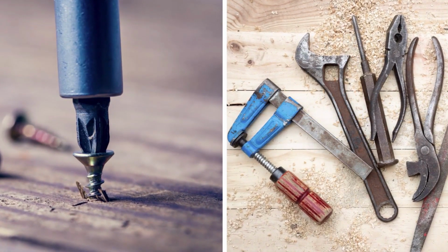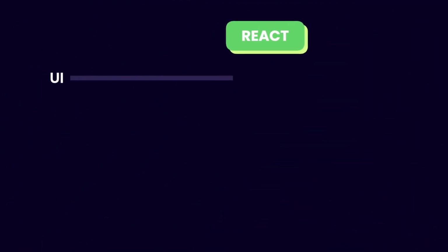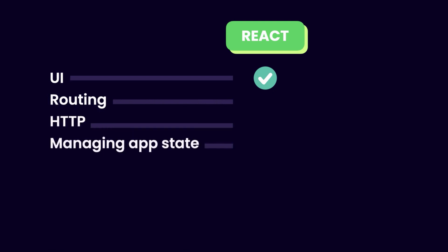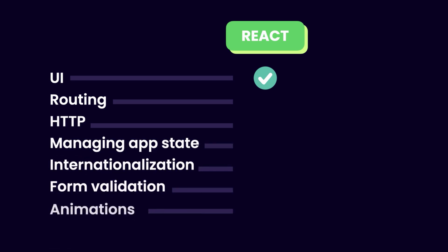Now, React is just a library or a tool for building user interfaces. So the only thing that it does and is good at is creating dynamic and interactive user interfaces. But we hardly use only React to build modern applications. We often need additional tools for concerns such as routing, which means allowing the user to go from one page to another, making HTTP calls, managing the application state, internationalization, form validation, animations, and so on.